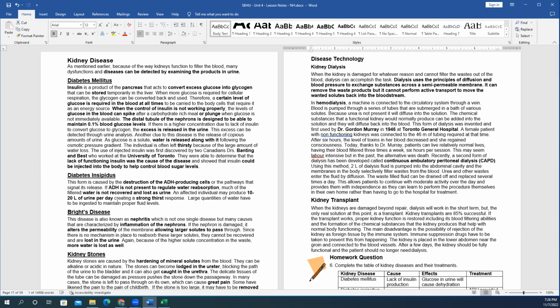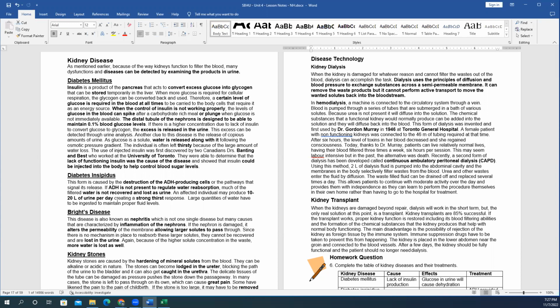So in the kidneys, the distal tubule of the nephron is designed in a way to help maintain that all-important 0.1% level of blood glucose. That is the ideal level that should be present in the blood in order to be available as an energy source. You don't want it higher than that. Higher levels of glucose can be quite damaging.